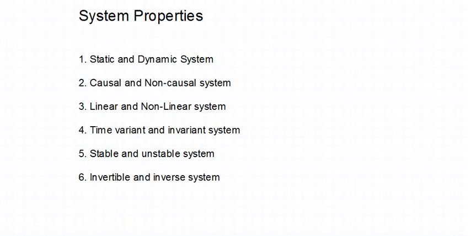So we have 6 different system properties: static and dynamic system, causal and non-causal system, linear and non-linear system, time variant and invariant system, stable and unstable system, invertible and inverse system. So these are all the system properties, right? These are said to be the characteristics of the system. So let us understand each of the properties one at a time.